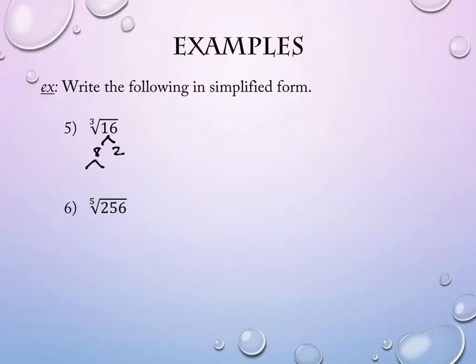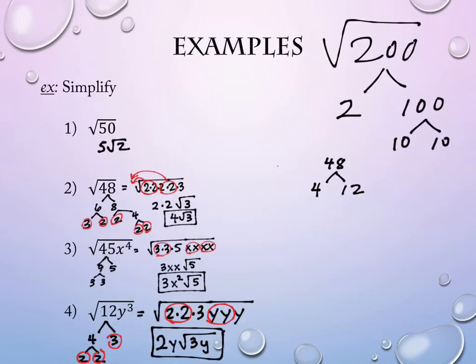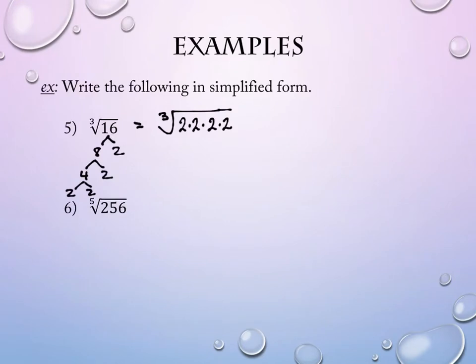2 is prime, so what's 8? 4 and 2. Again, 2 is prime, 4 is 2 and 2. So this is the cube root, and I actually have 4 2's underneath here. Okay, so far I haven't done anything different. Exactly the same thing. The difference is that while over here I was looking for pairs because it was square roots, on this problem I'm going to be looking for 3 of a kind. It's like playing cards or something like that. We're looking for 3 of a kind because it's a cube root.